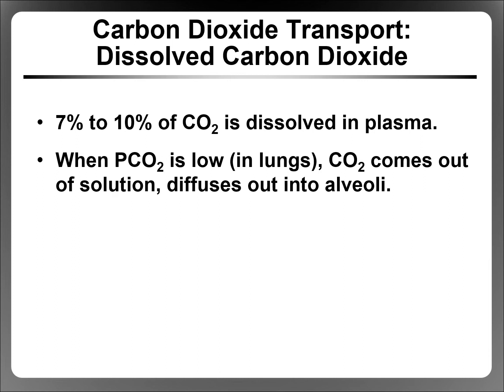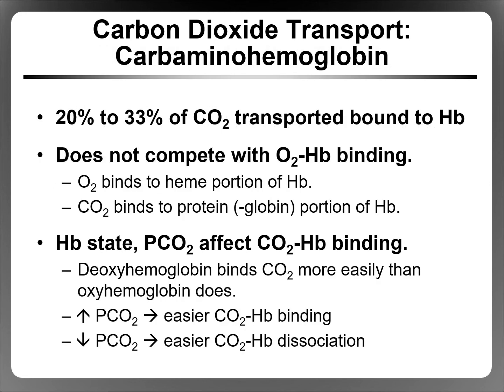We'll then have 7 to 10% of the CO2 that just dissolves directly into plasma compared to the 2% with oxygen. When the pressure of CO2 is low, like what it is in the lungs, the CO2 will come out of solution very quickly and diffuse out to the alveoli. And then finally, the carbaminohemoglobin. This is about 20 to 33% of carbon dioxide transport. This does not compete, however, with oxygen hemoglobin binding. Oxygen likes to bind to the heme portion of hemoglobin, and carbon dioxide likes to bond to the globin portion of hemoglobin. So they don't fight each other.